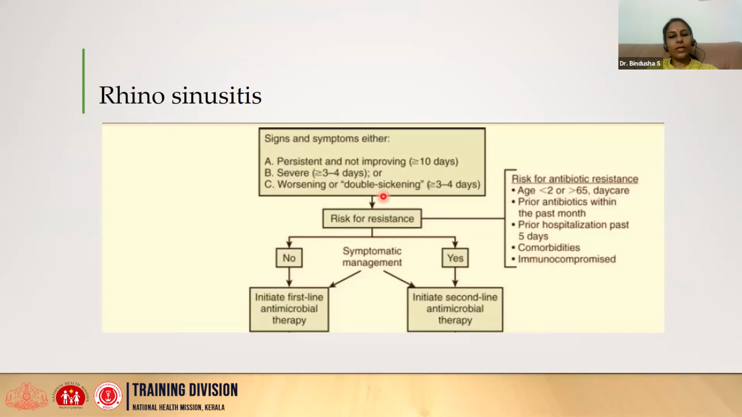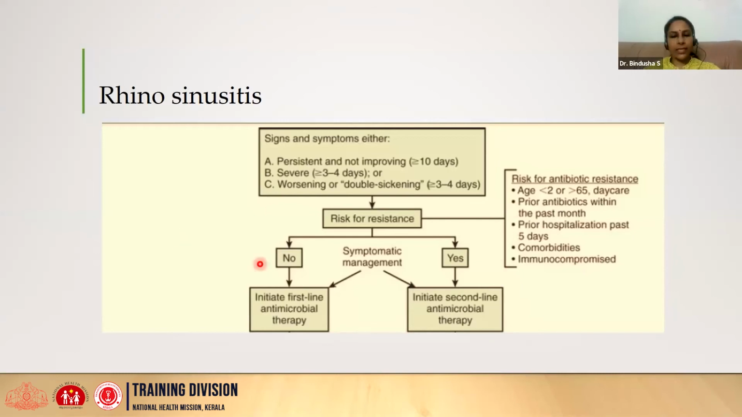And which antibiotic will depend upon the risk of resistance in that child. The risk factors are age less than 2 years, young infant, daycare attendance, where the child will have contact with a lot of children who may be on antibiotics, prior antibiotic use in the last month, prior hospitalization, comorbidities, and immunocompromise. If these are present, then we need to think that there is a chance of our patient having a resistant organism, and we need to initiate second-line antibiotic therapy. If these factors are not there, then we need to initiate only first-line antimicrobial therapy.